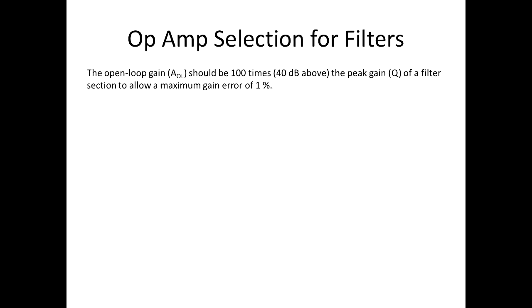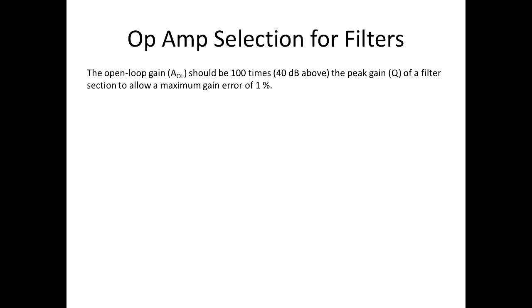Then op-amp selection. So this is an interesting study somebody presented. Open loop gain, which we already said, in the data sheet they give that open loop gain should be 100 times, that is around 40 dB, above the peak gain of a filter section to allow a maximum gain error of 1%. It means that when you design a filter, sometimes you will have gain error. Whenever your filter has some Q factor, then there will be some gain error. In your case, you don't get any gain error because you don't have any Q factor in your design.